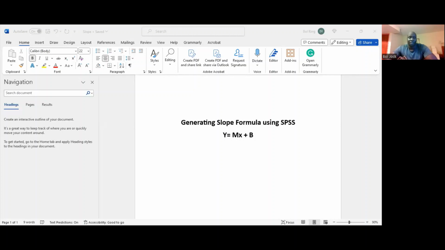Hello, today's topic is how to generate a slope formula using SPSS, through multiple regression. How do you use it in practical terms? For example, how do you use that?